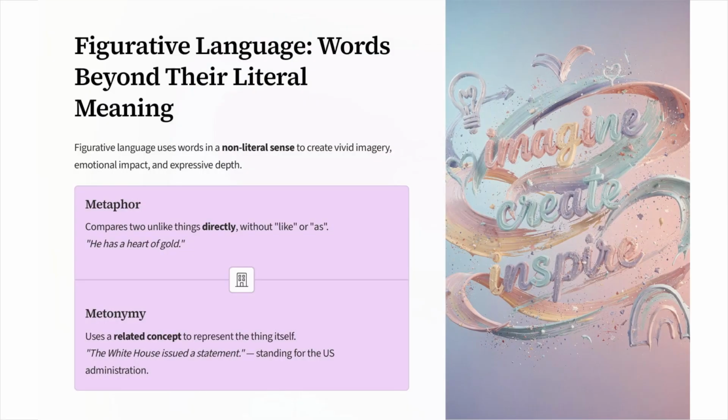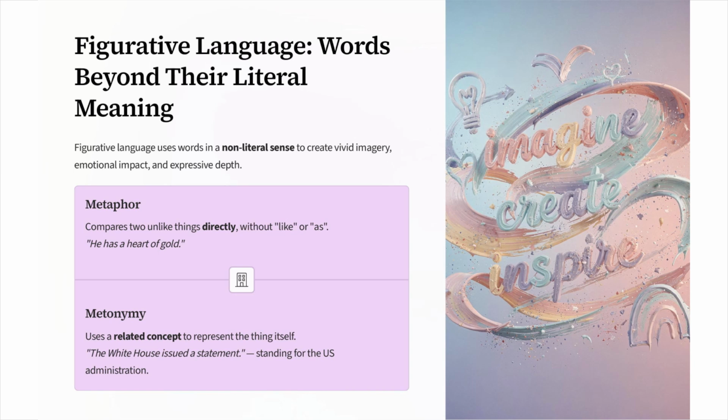The next topic is figurative language, which shows that words are often used beyond their direct literal meaning. Figurative language adds imagery, emotion, and expressiveness to communication. The slide highlights two major devices, metaphor and metonymy. A metaphor is a direct comparison between two unlike things without using words such as like or as. For example, the sentence "he has a heart of gold" does not mean his heart is literally made of gold. It means he is kind and generous.